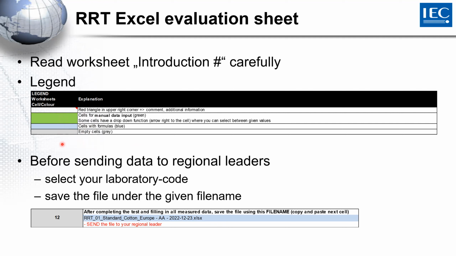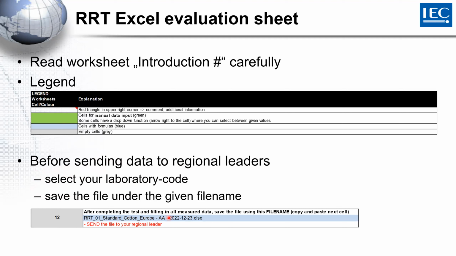Or empty cells. And at the end of the round robin test, at the latest, or to do it in the beginning, you should select your laboratory code. I will show that to you later. That's very important so that we can distinguish between the different files, and that you save it under the given file name in the Excel sheet.